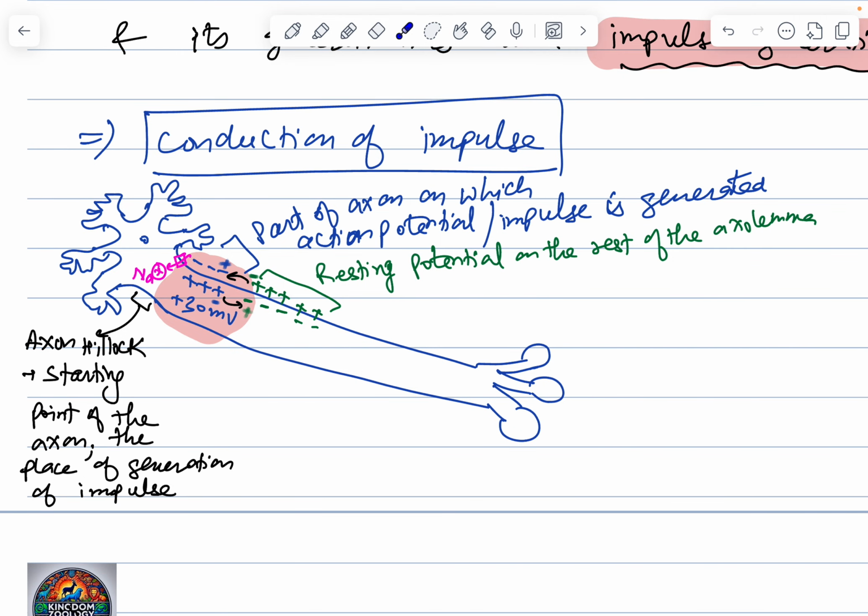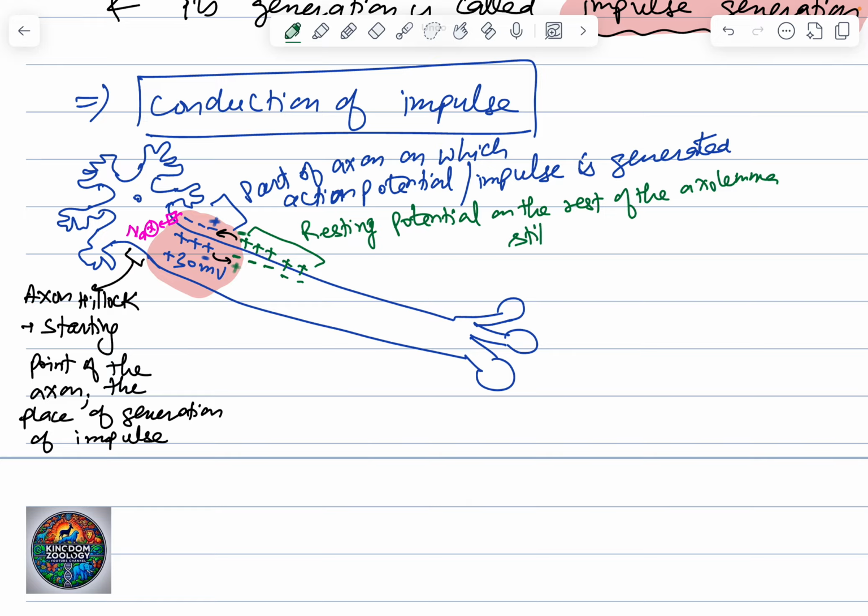ओके, so this is the part of the axon on which impulse is generated, the action potential, and this is the part of the neuron जहाँ पे अभी भी resting potential है. Resting potential on the rest of the axolemma still exists.